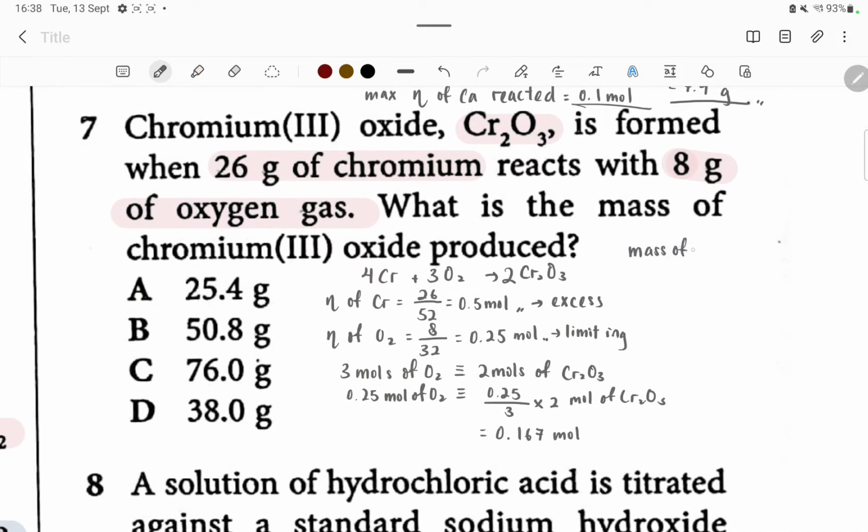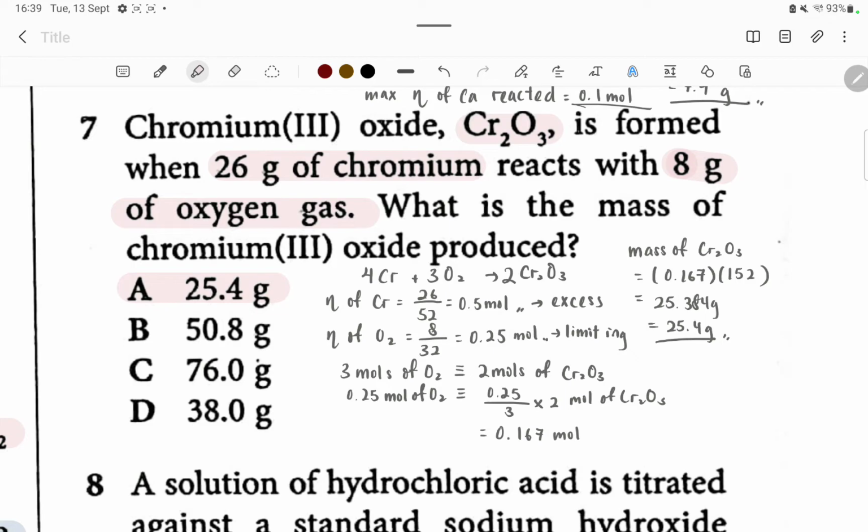So mass of Cr2O3, we use the number of moles multiplied with the molar mass, the relative molecular mass. So this one, number of moles should be 0.167 multiplied with 152 when you calculate it in total. And then your final answer should be 25.384 gram. When you round up, you should get 25.4 gram. So A will be the answer.